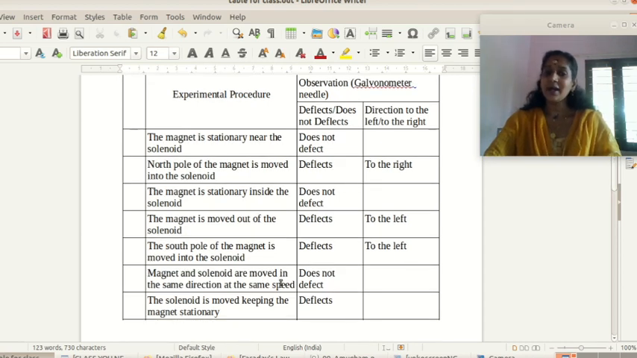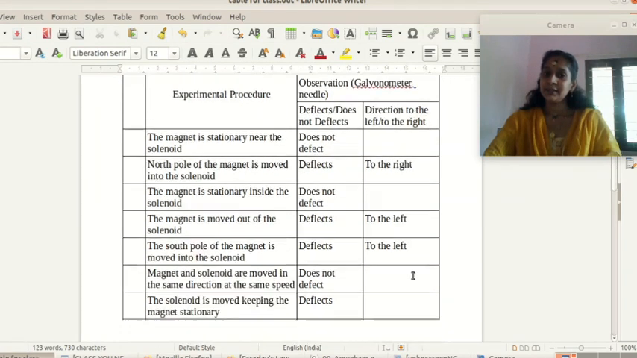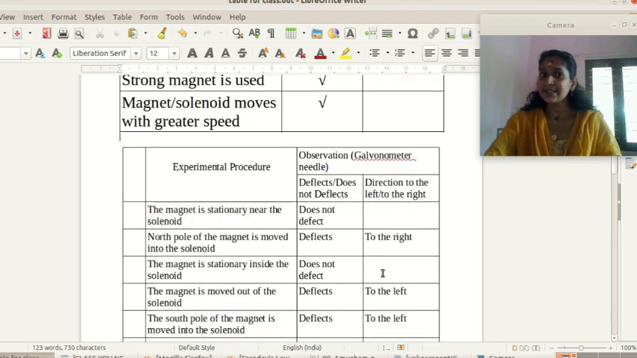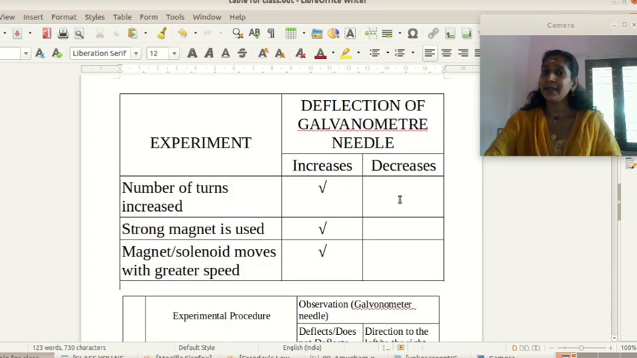Magnet and solenoid are moved in the same direction at the same speed. There will not be any deflection. The solenoid is moved keeping the magnet stationary. That time also deflection. After that, we increase the number of turns, isn't it? When the number of turns increased, what happened? Deflection of galvanometer needle increases.